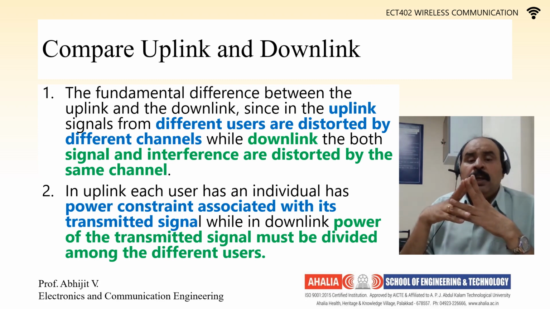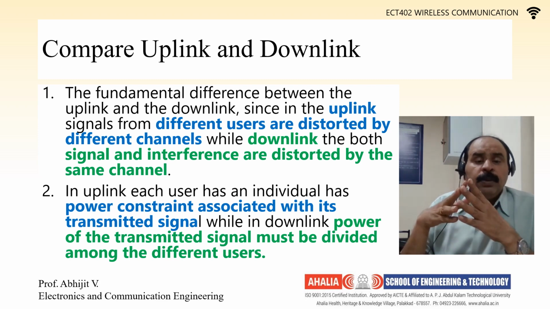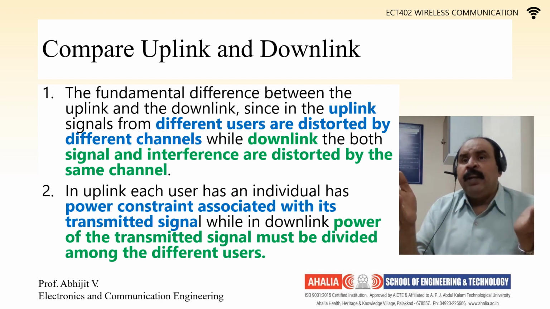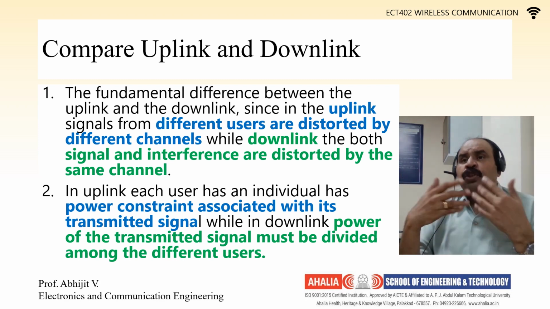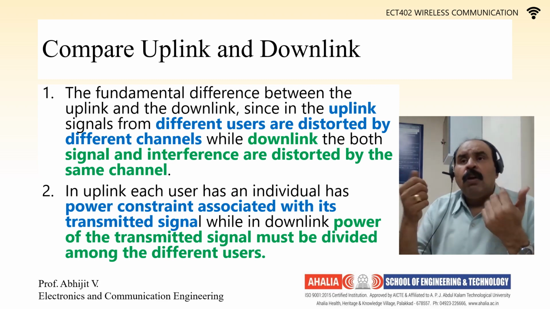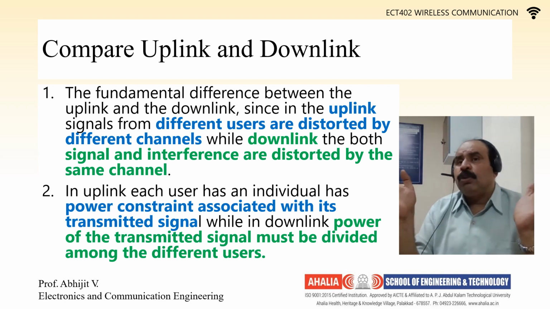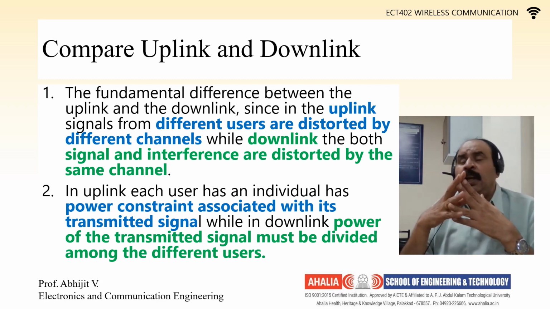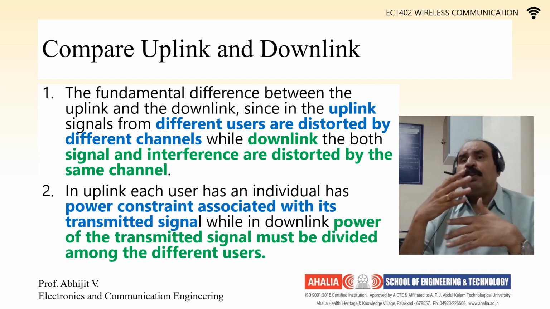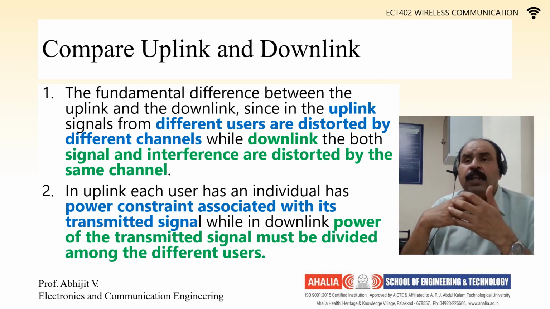In uplink, each user has an individual power constraint associated with its transmission signal. Downlink, no, you are dividing it, right? In uplink, each user will have his own power limitations. Downlink, you have the power in total and you are getting it divided among the different users. These are two important differences. There are n number of other differences.